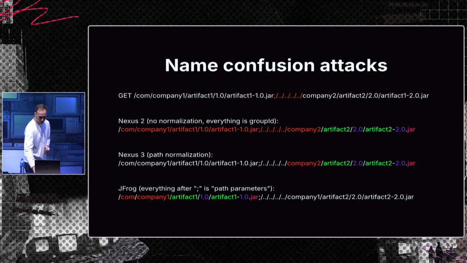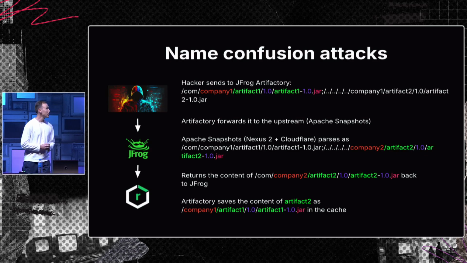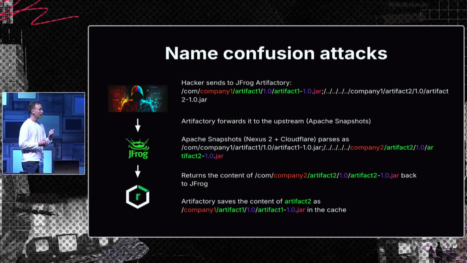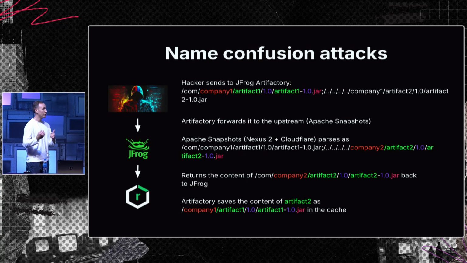So how can it be exploited? For example, if a hacker sends this request to JFrog Artifactory, JFrog will translate this request to the upstream server, like Nexus 2 plus Cloudflare. And Nexus 2 plus Cloudflare, for example an Apache snapshots repository, will return the content of artifact 2. And the content of artifact 2 will be saved on the JFrog instance as artifact 1. So it really allows us to replace any artifact with another version.